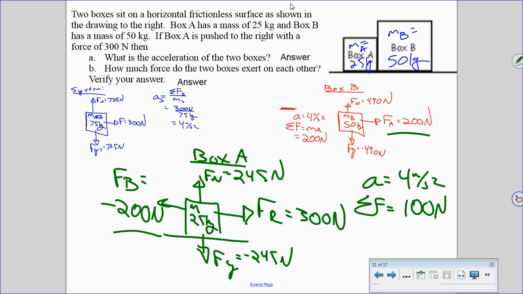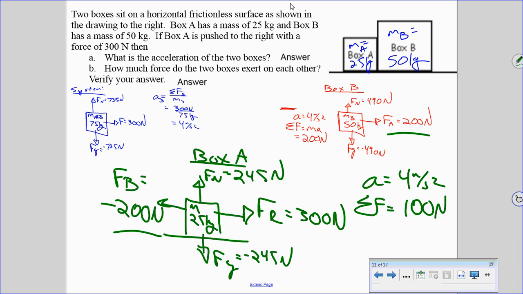It's a little sloppy because you're not technically losing force, but you can kind of think of it that way, right? This one has twice as much mass, so it gets twice as much of the 300 newtons. This only needs 100 newtons total to move, and it sort of gives the extra 200 newtons to the other box. So B moves 200 newtons to the right, and then A.